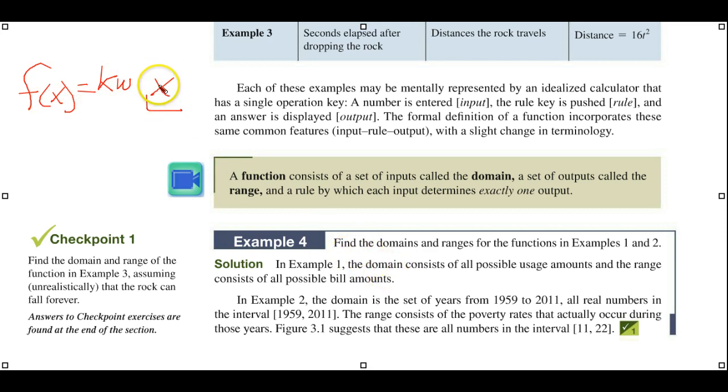our x's were the number of hours that we used, and this was the price per hour. So the domain was the number of hours that we would have used, and then the price would have been our range. This is what they're saying here. In example 2, the domain is a set of years from 1959 to 2011, all real numbers in that interval, and the range consists of the poverty rate that actually occurred during those years.